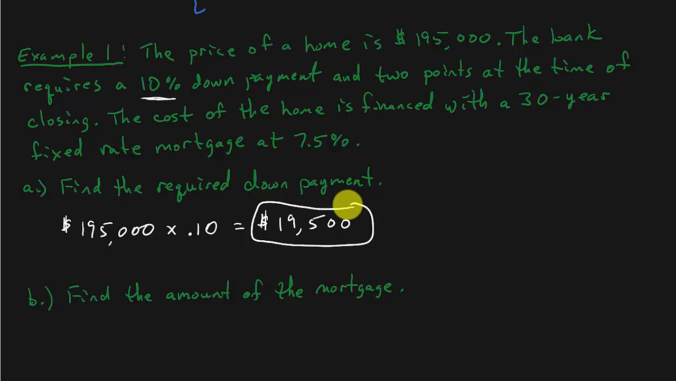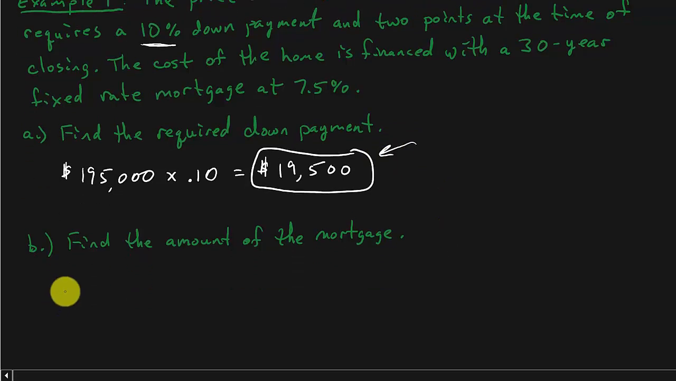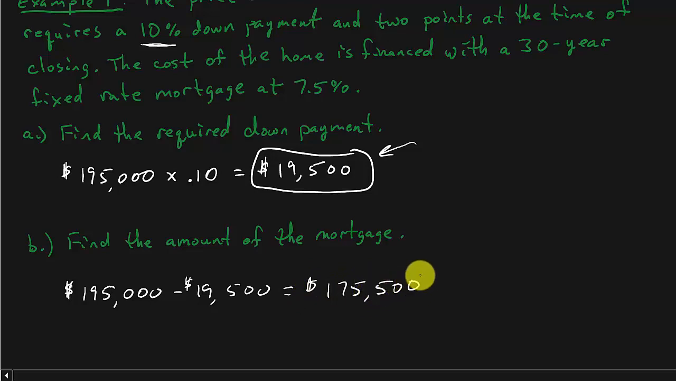Now they want us to find the amount of the mortgage. Well, the mortgage is going to be the price of the home minus your down payment. So that's going to be $195,000 minus the $19,500, and that is going to give us $175,500. And so that's your mortgage.